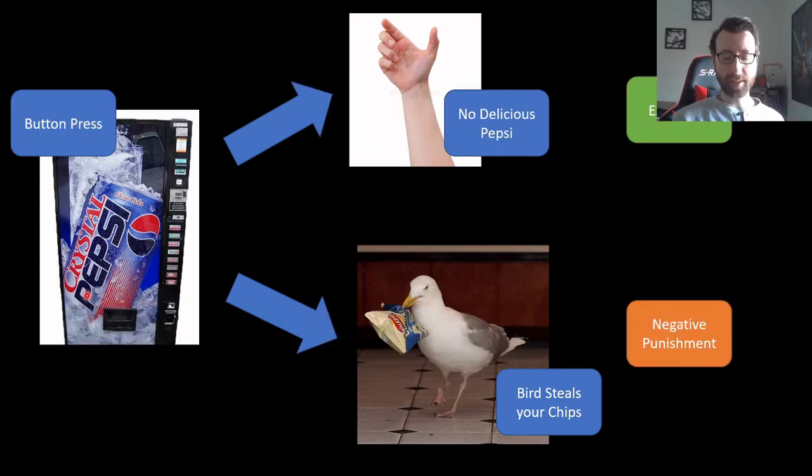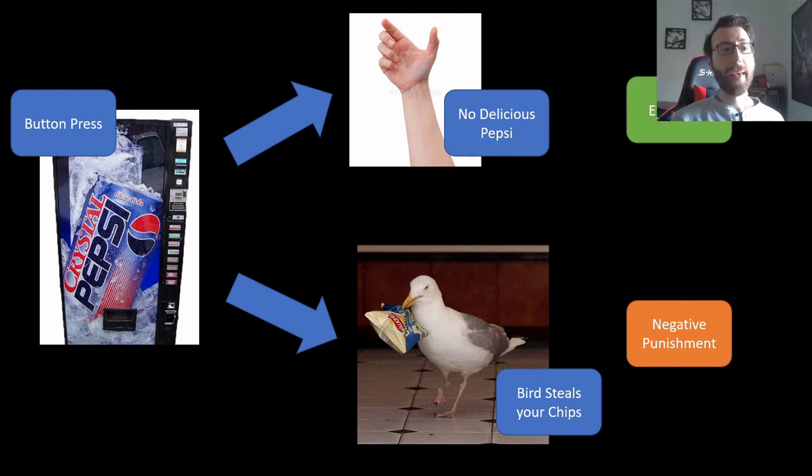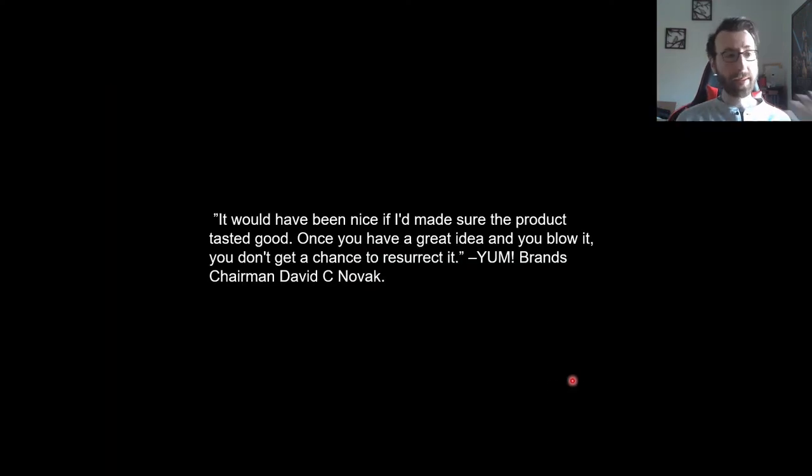So in the first instance, we have extinction, right? Perform the target behavior, there is no reinforcement, you're probably less likely to visit this machine again. Okay? Extinction. In the second example, you push the button, a bird deprives you of something that you would like, your chips are gone, that's negative punishment, something is being taken away. Similarly, you're probably less likely to visit this machine again if you know that it's hounded by seagulls who will steal food from you. Okay, that's it for the distinction between extinction and punishment.